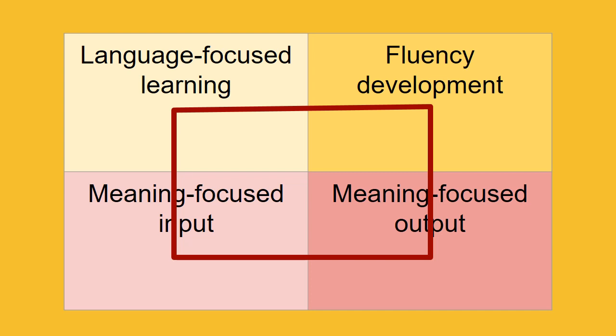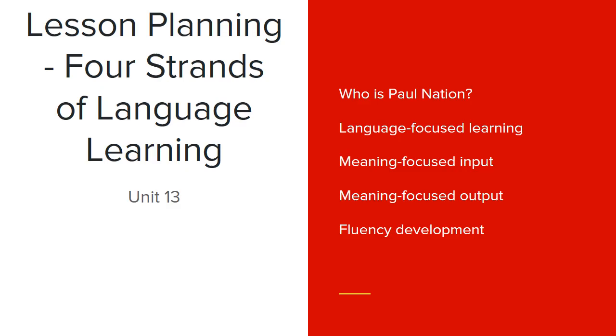What we want is a more balanced classroom like this, where over the course of the term or the session, students are getting a fairly equal balance in all 4 of the strands. That leads to effective language learning. So in this video we talked about who Paul Nation is and then his 4 strands for language learning.